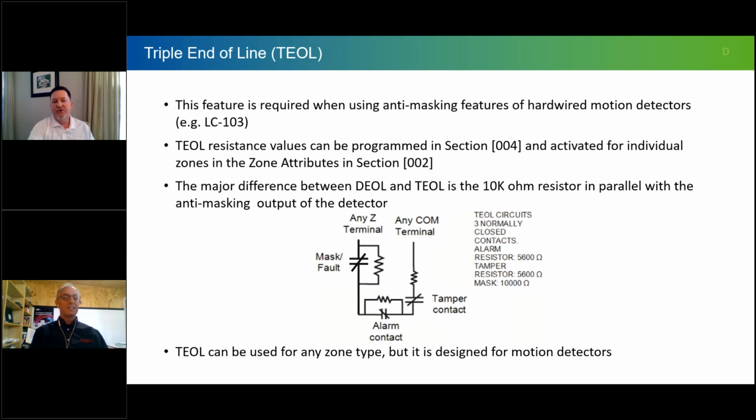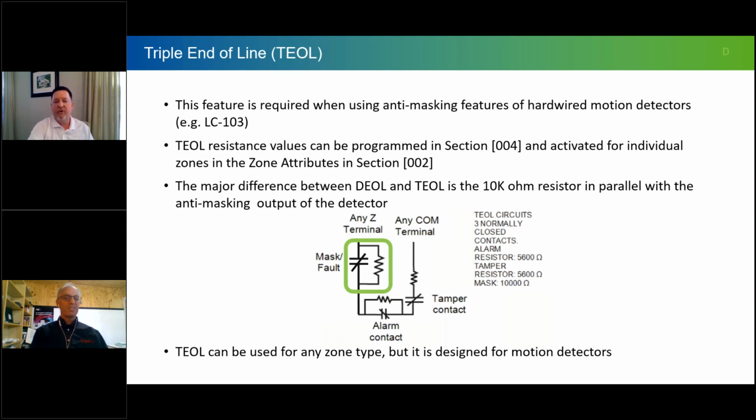To assign that functionality to a zone, we'd go into the zone attributes in section 002 of programming and assign the triple end of line to the zone specific for anti-masking. The wiring of this aspect is pretty much the same as a double end of line.